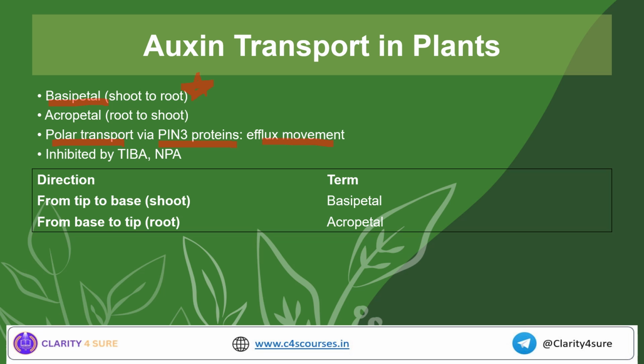Actually, auxin generally accumulates in cells by the process of simple diffusion. But when it wants to be transported from one cell to another, it uses the help of PIN3 protein here. Okay, so this process is generally known as efflux movement.